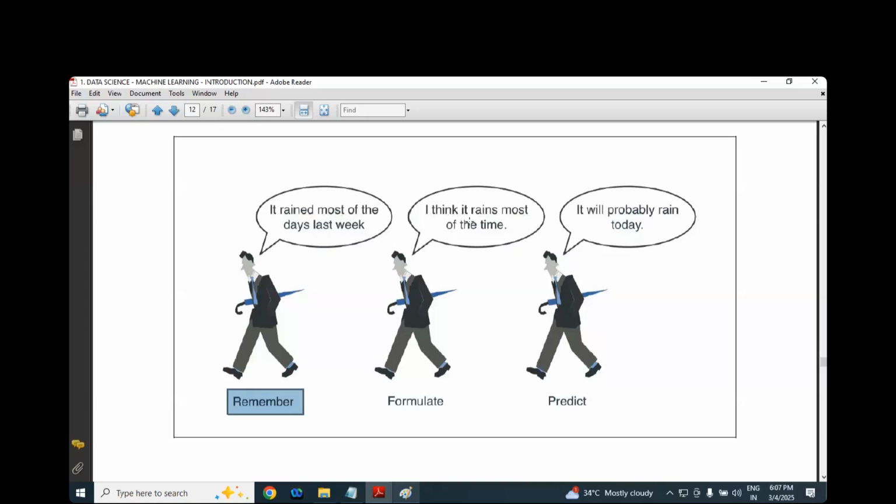I think it trains what exactly, sir? Now he's created one small formula. Maybe almost it is going to be raining every day during the rainy season, then it probably will rain today also. Sir, he's doing prediction also. He's doing what exactly? Prediction also. Let me tell you.